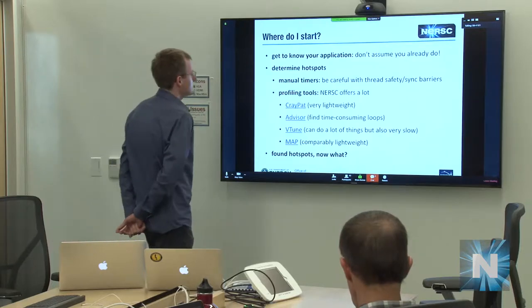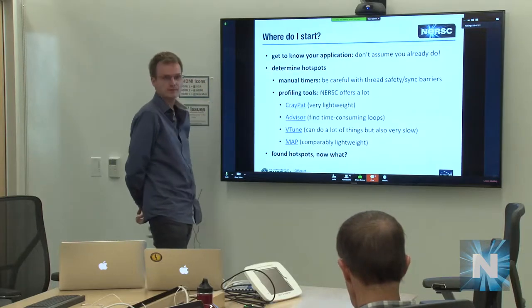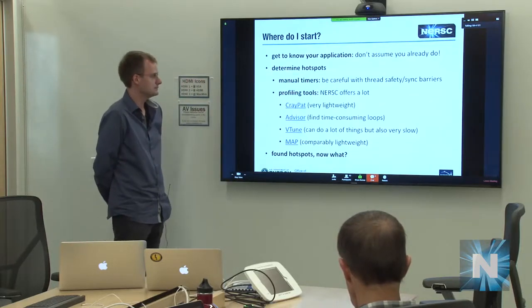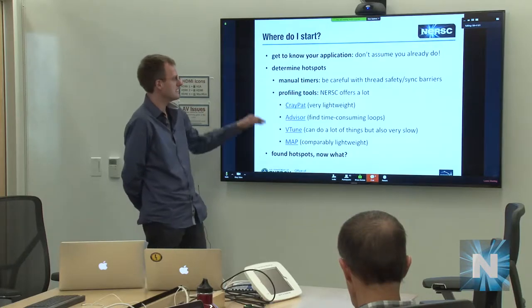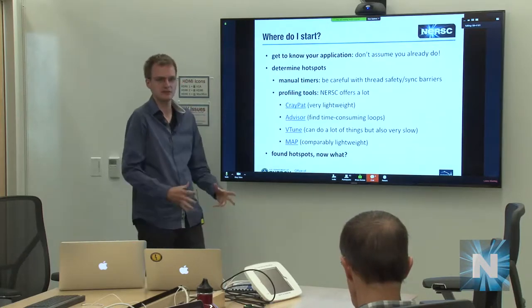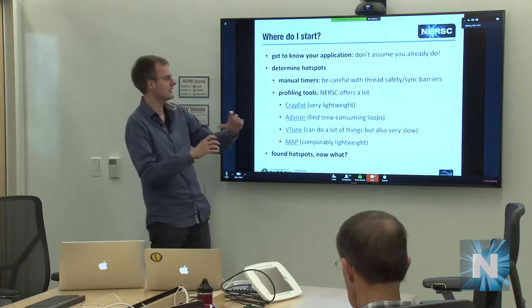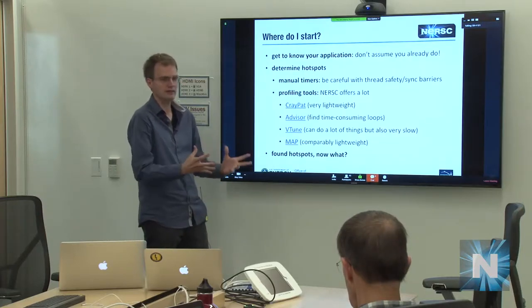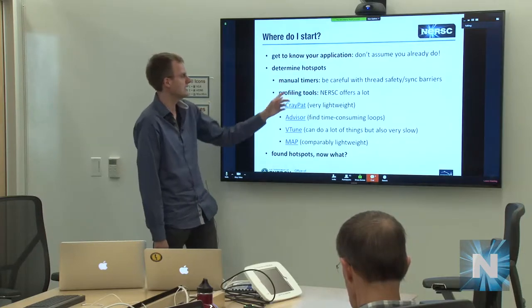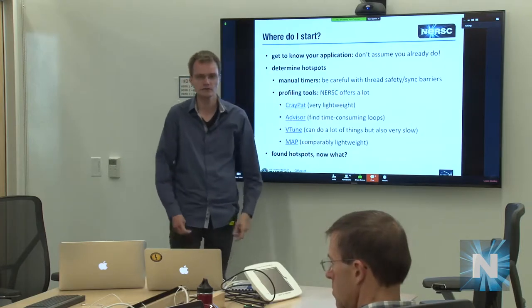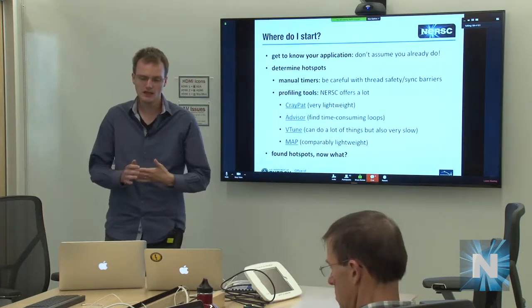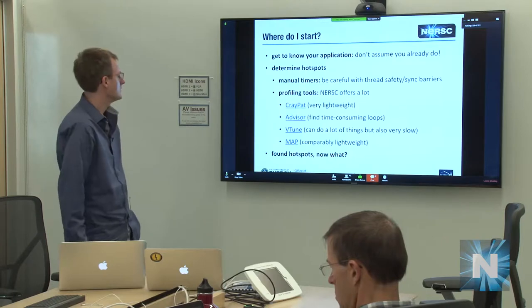So it's important to determine hotspots, right? For example, you can do that with manual timing routines. You take subroutines or loops, or whatever you think takes a lot of time, and time it. You can do that with manual timers. You have to be really careful to ensure thread safety and put in synchronization barriers for MPI.